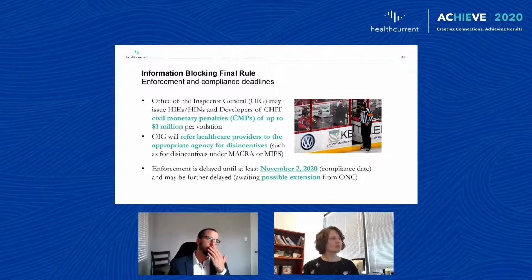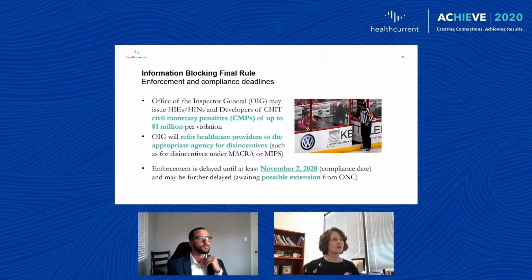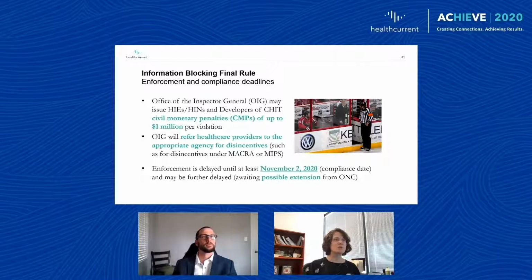Now, if you're only a healthcare provider, what will happen is the OIG will refer you to the appropriate agency for disincentives. Where you get referred is going to be driven by the type of programs you participate in and the nature of the information blocking violation. So for instance, if you participate in promoting interoperability or MIPS, you're going to be referred over to those agencies and you're probably going to face clawback disincentives.